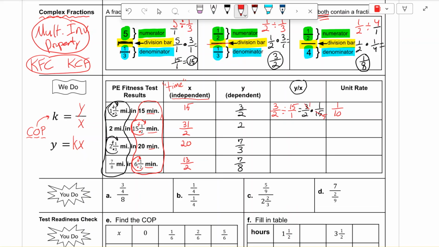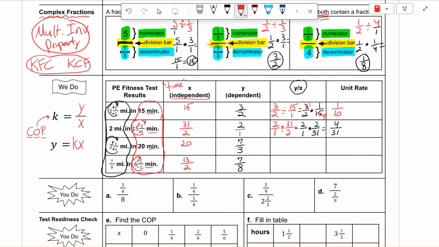All right, let's do the next one. Our Y here is 2 over 1. So we're going to write 2 over 1 divided by our X value of 31 over 2. And then we are going to keep the first one, change it to multiplication, and reciprocate 31 over 2 to 2 over 31. We'll look to cross reduce, and there are no opportunities there. So 2 times 2 is 4 over 31.